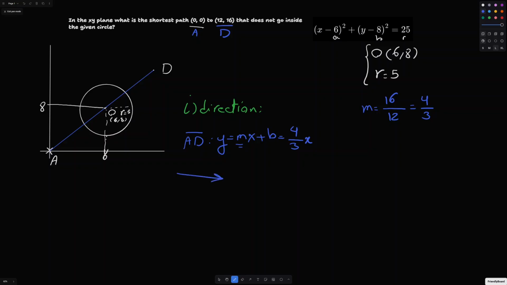Now I'm going to say what happens if I say x is 6. This 6 is coming from the center of the circle. We can clearly see that y is going to be 8. And this is important. Why? Because it's telling us that this line AD is cutting this circle in half, and it is actually passing through the center.